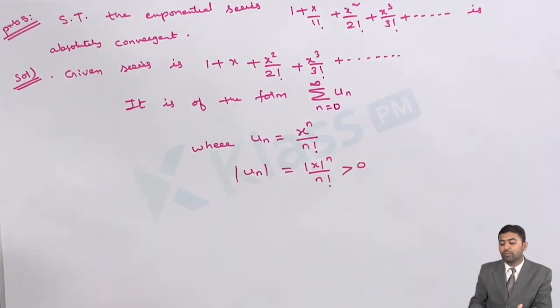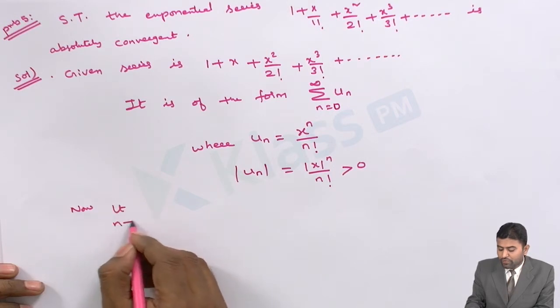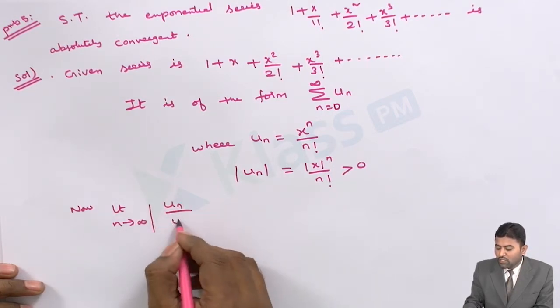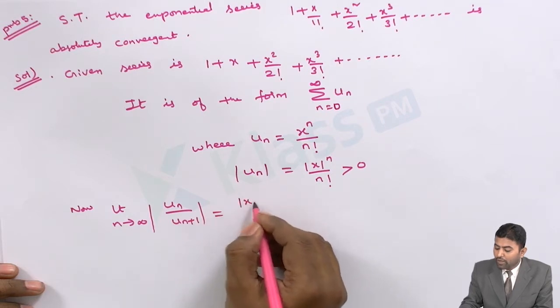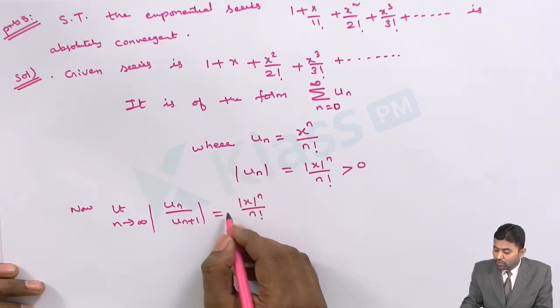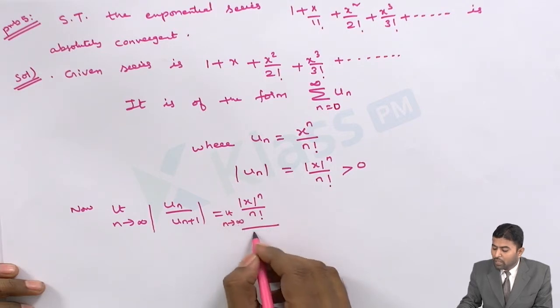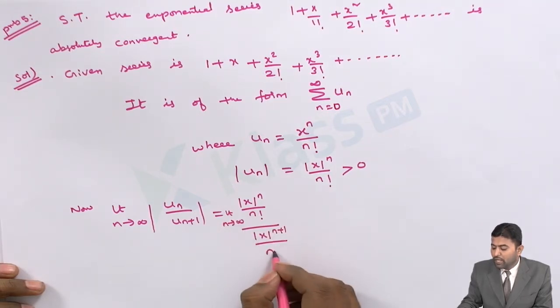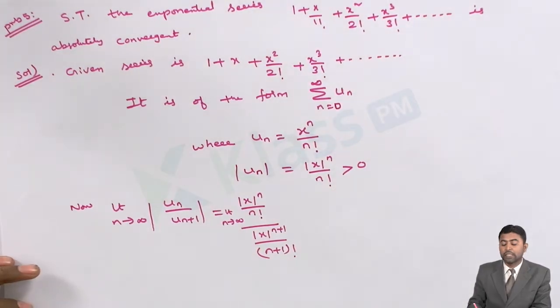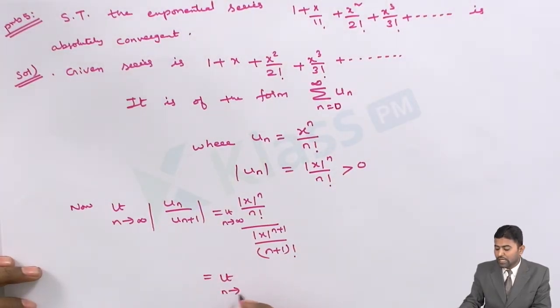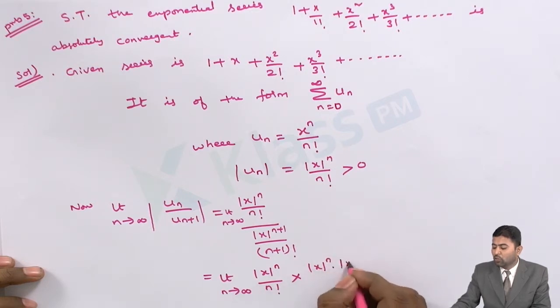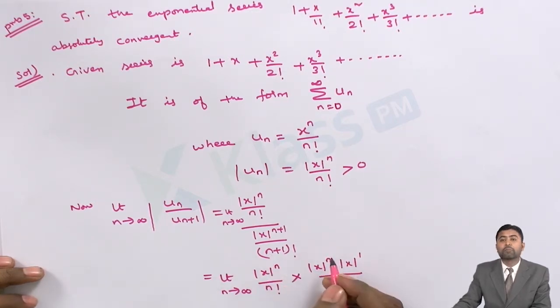Now for this, because it is involving x power n and n factorial, again I'll make use of D'Alembert's ratio test. Now limit n tends to infinity, mod un by un plus 1 is equal to mod x whole power n by n factorial, upon mod x whole power n plus 1 by n plus 1 factorial. Now rearranging this, I can write it as limit n tends to infinity, mod x whole power n by n factorial into mod x whole power n into mod x whole power 1 by n plus 1 factorial.